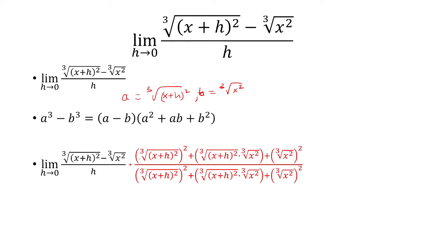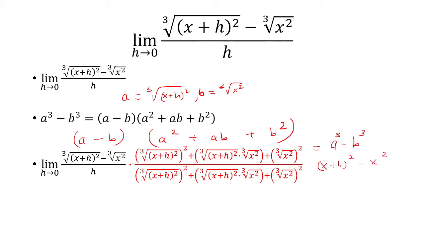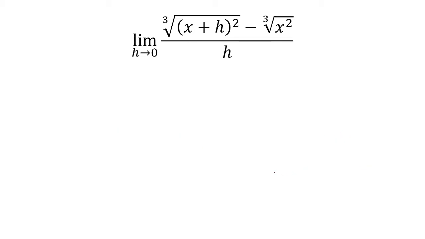this here. And now we have a situation of a minus b times a squared plus ab plus b squared. When I multiply these out, on the top I should get a cubed minus b cubed, and on the bottom I'm just going to leave it as it is. And so a cubed will be cubing the cube root, so that's just going to be (x plus h) quantity squared, and then the cube root of x squared, cubed, will just be x squared. So basically the cube roots cancel when you cube them. So that's going to be the top.